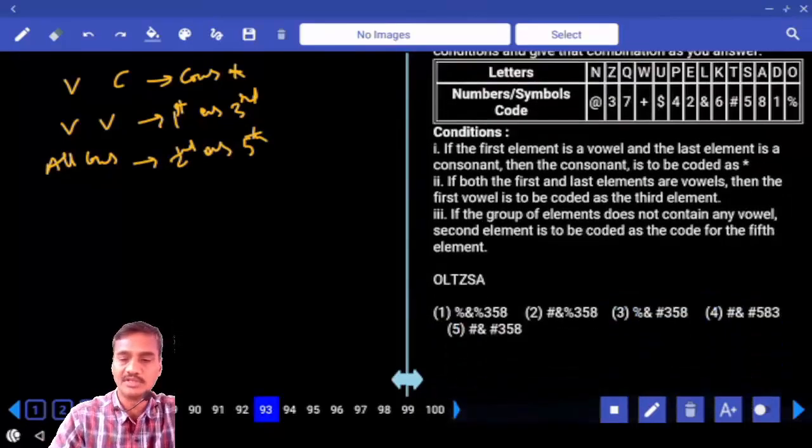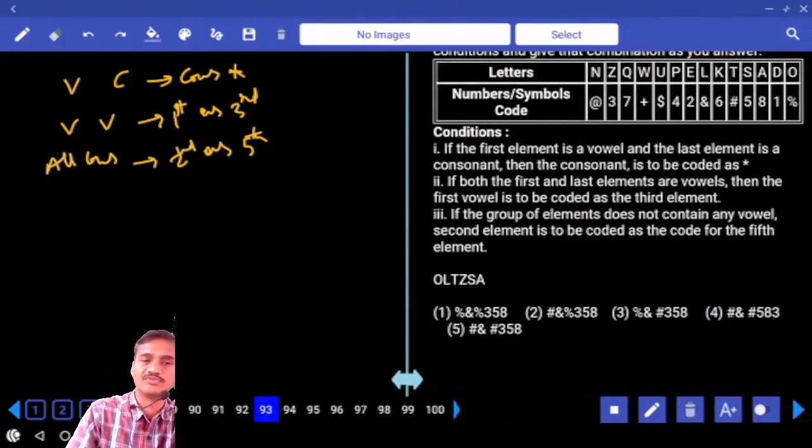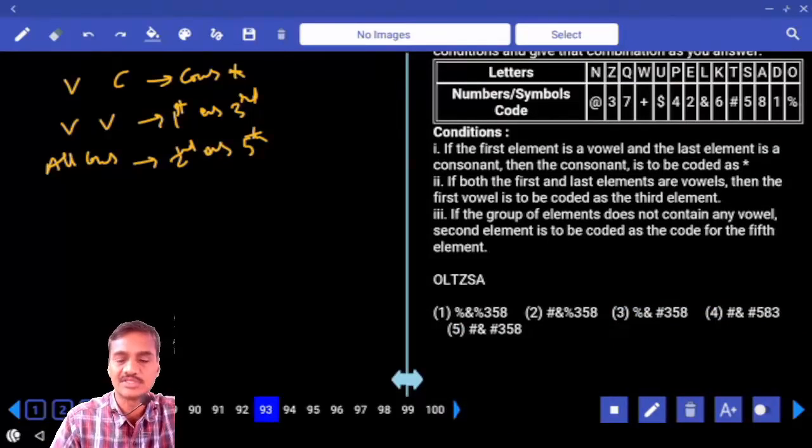Then OL, TZ, SC. O is a vowel, vowel and a vowel. First as the third one.